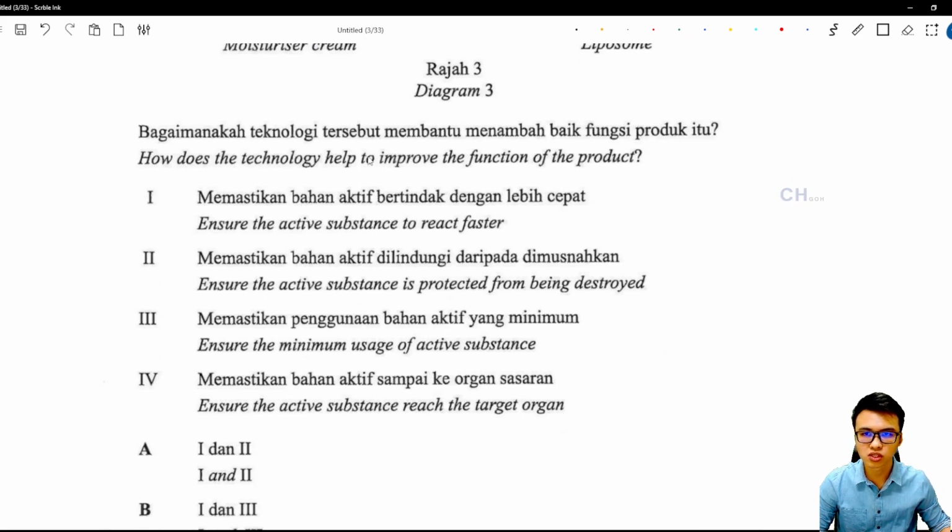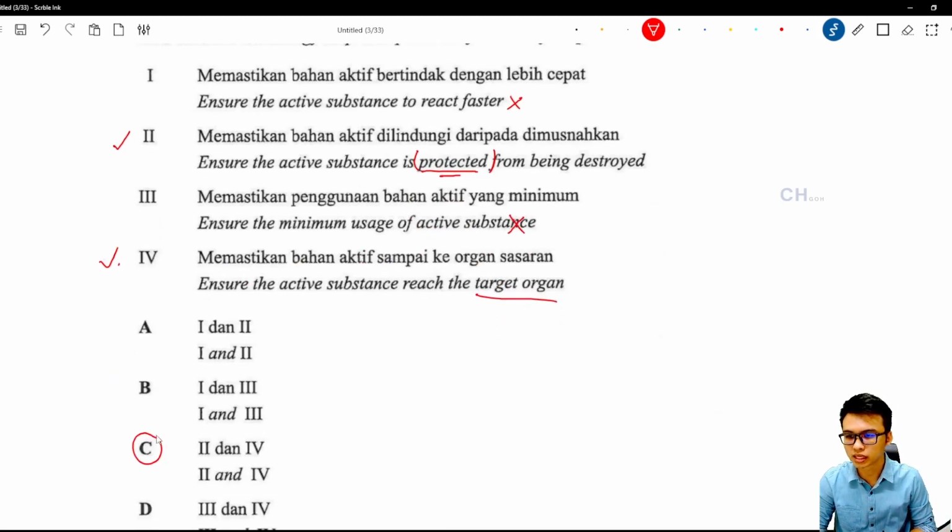How does the technology help to improve the function of the product to ensure the active substance reacts faster? Now, the liposome is not involved in the reactions, so this one definitely is not the answer. Ensure the active substance is protected. Yeah, liposome is meant to protect the active substances, so 2 is correct. Ensure the minimum usage of active substances. No. Ensure the active substance reaches the target organ. Yes, these are the main purposes of having the liposome. So 2 and 4 will be the answer, C.